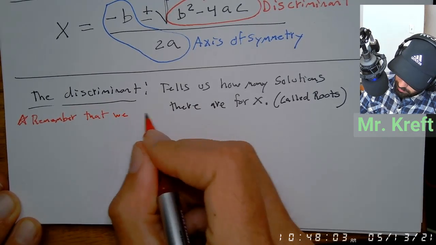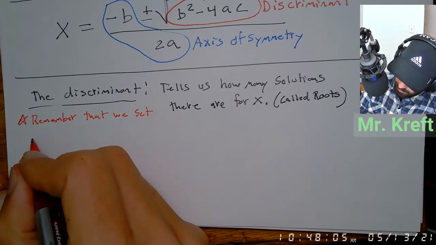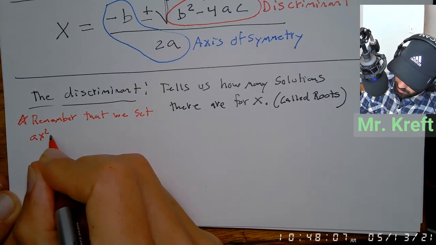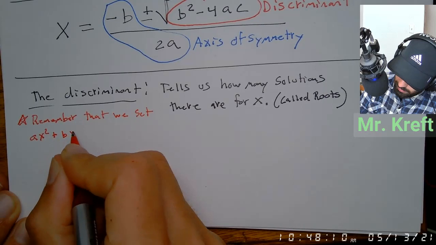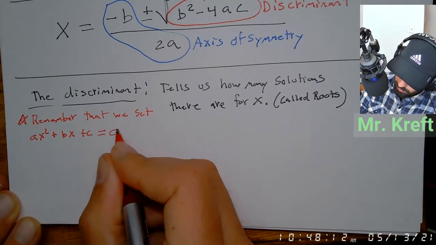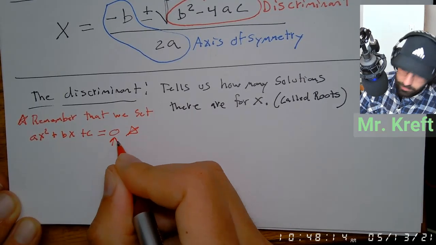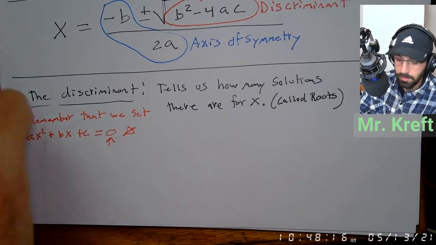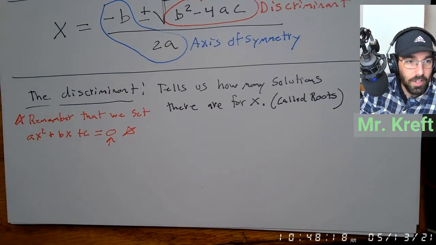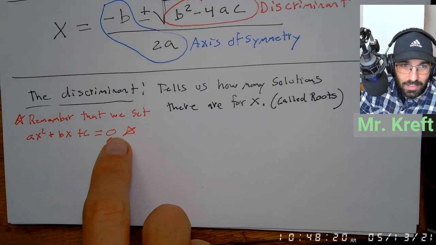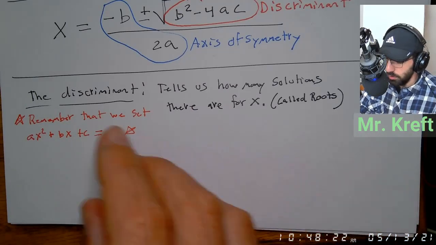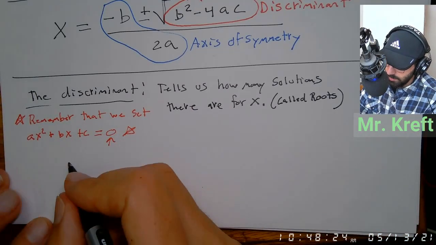So when we say how many solutions there are for x, we have to remember that we set ax squared plus bx plus c equal to 0. That's what's going on here. We have to remember that. So remember how it's set equal to 0? When we say solutions, this is what we mean.